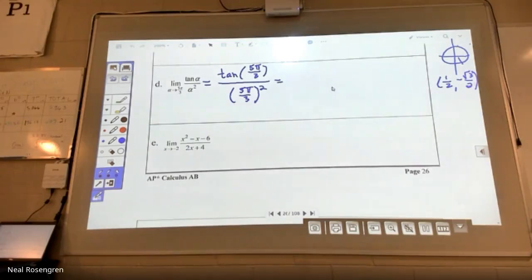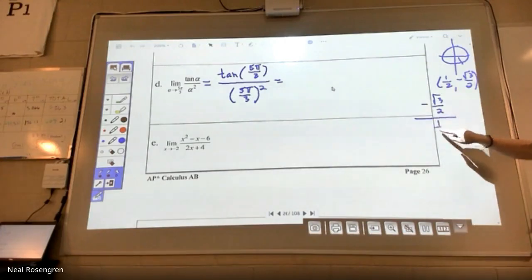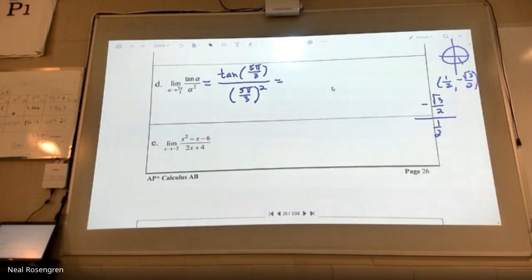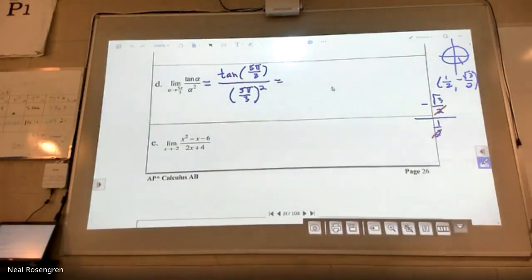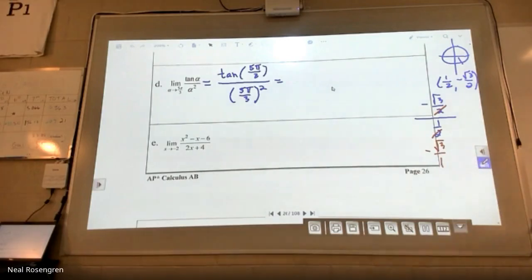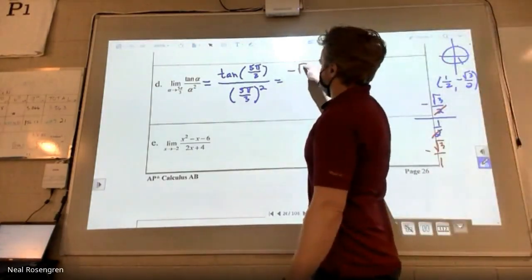Tangent of that is going to be y over x, because that's what tangent is, right? Sine over cosine. So I have to take negative radical 3 over 2 and divide it by 1/2. That's tangent of 5 pi over 3. It's y over x at that alpha. This is the kind of tangent I love because I can divide away those denominators because we're both dividing by 2. And there's my resulting fraction, negative radical 3 over 1, which is negative radical 3.